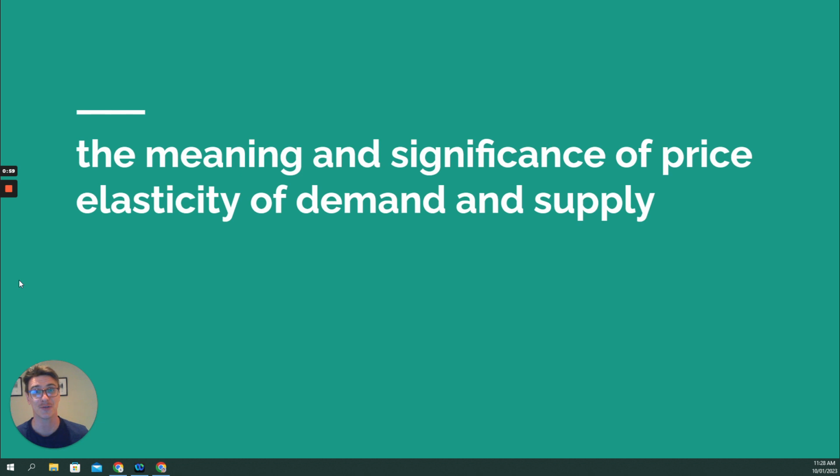However, we know that's not the case because human beings don't react that way. There are factors that will change that. So really, elasticity is asking the question, when there's a change in price, by how much does quantity demanded and quantity supplied change? All right, let's get into it.